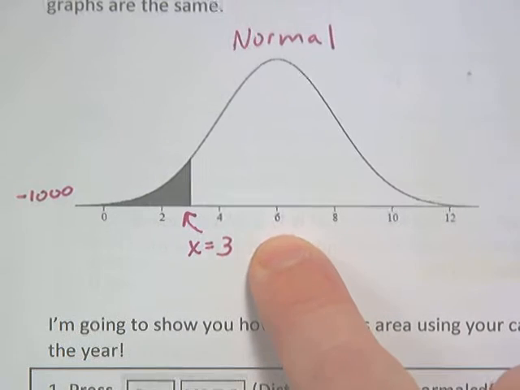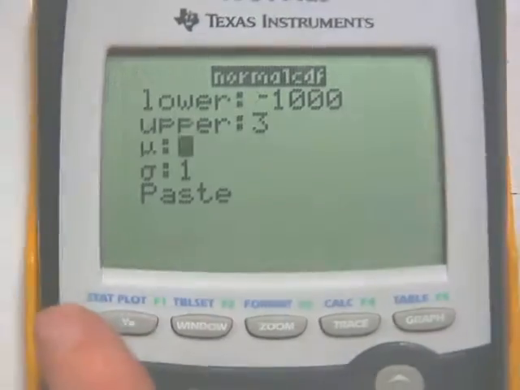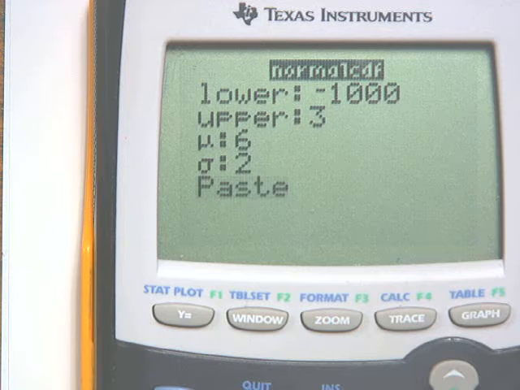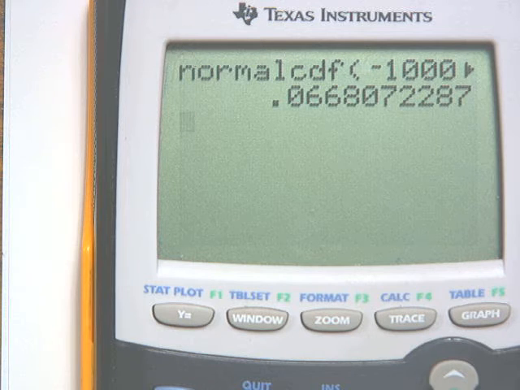What's the mean on that normal curve? What's the mean on the picture? 6 is the mean. And the standard deviation is 2. Now when you're done entering all those in, choose paste and press enter.